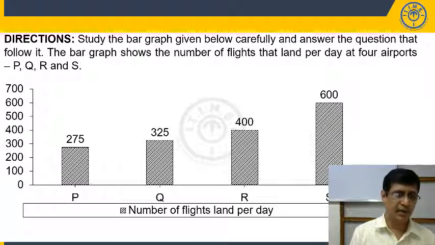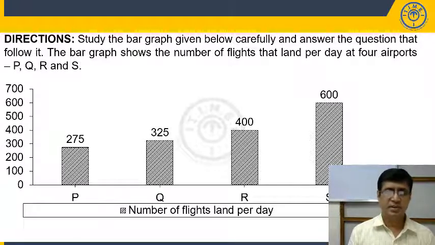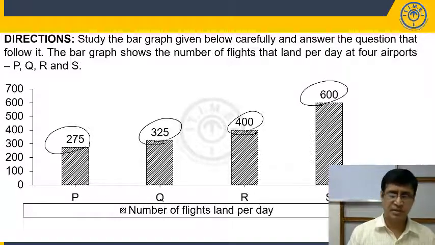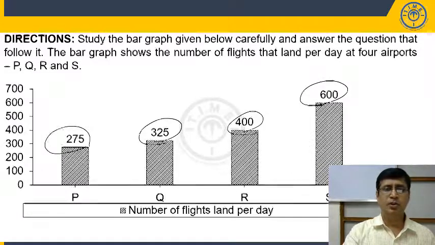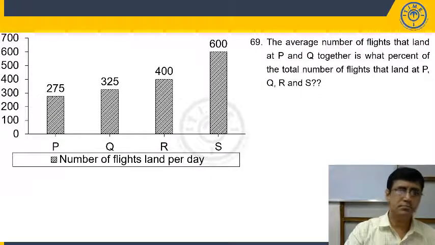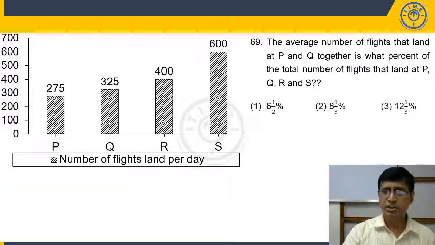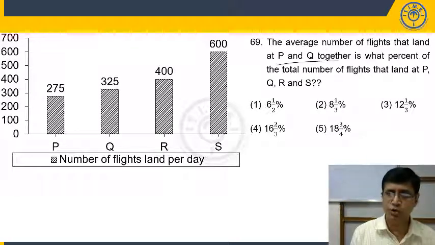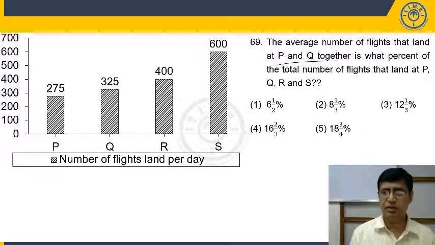The number of flights that land per day are 275, 325, 400, and 600. This is the number of flights landing per day. Now look at the questions based on this information. The average number of flights that land at P and Q together is what percent of the total number of flights that land at P, Q, R, and S together?